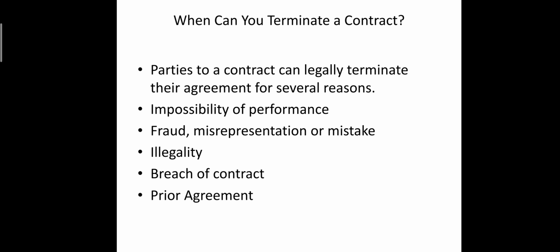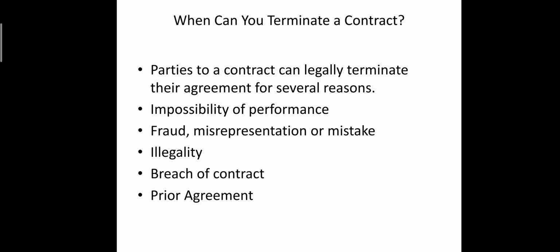First one, impossibility of performance. If it is impossible for anyone to fulfill their obligations, the contract can be terminated. It is impossible for anyone to perform. This is called objective impossibility. If someone else could perform the duties in the contract, there is no impossibility.